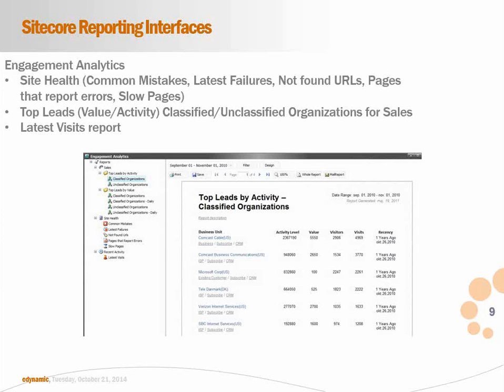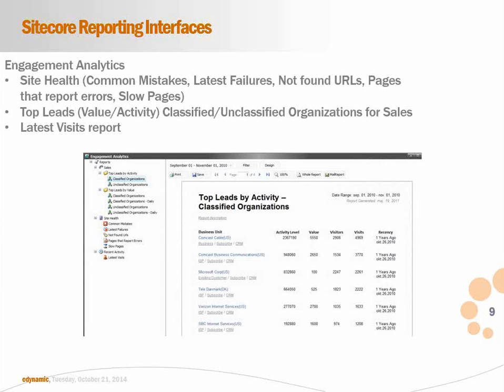Top leads report, classified and unclassified organizations for sales. This report helps you determine the two different kinds of organizations that have shown an increased interest and a greater amount of activity on the website during a specified time. So you can identify which organizations visited your website. We'll talk about how you do it in the next couple of slides.